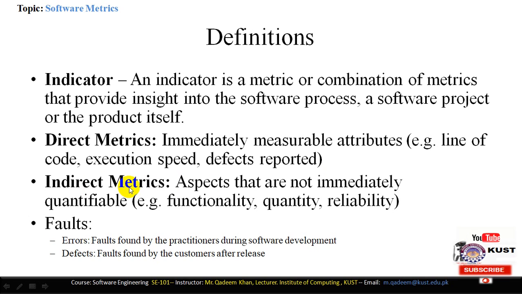Another one is called indirect metrics. Indirect metrics are the aspects that are not immediately quantifiable. So these are non-quantifiable attributes, while the above direct metrics were quantifiable attributes. It contains the functionality of the products, so here we will count the different functions in the products. Then we have the quantity. The quantity means that here we have a certain quantity, that is, the number of operations performed by the product.